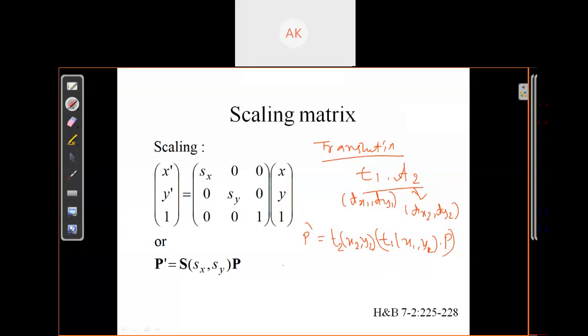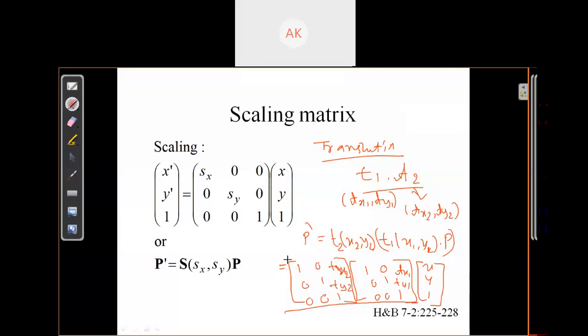Okay, so the equation for translation T1, if you remember, is [1 0 Tx1; 0 1 Ty1; 0 0 1], multiplied with your original object (x, y, 1). And for the equation of T2 you will write [1 0 Tx2; 0 1 Ty2; 0 0 1]. If you multiply these two matrices, you will get a single matrix.